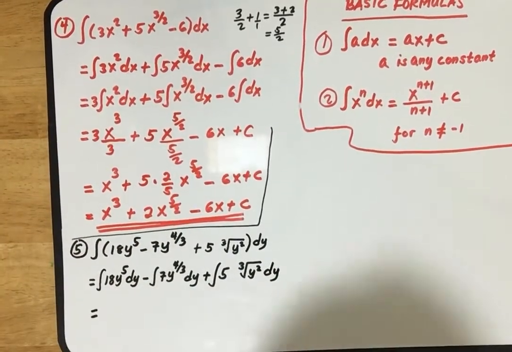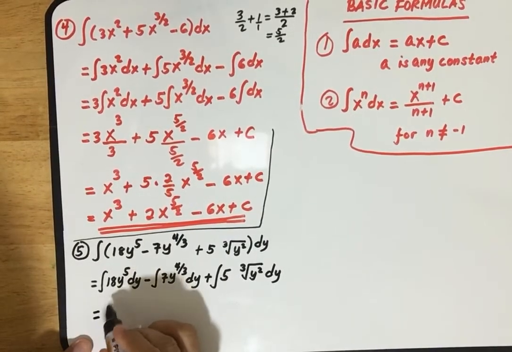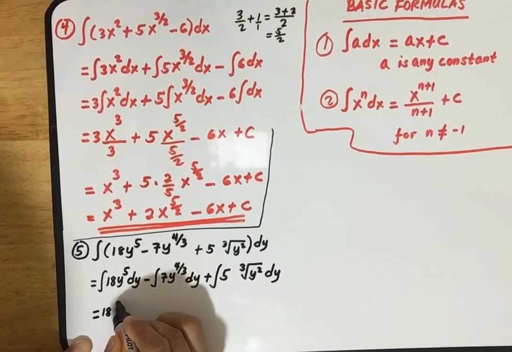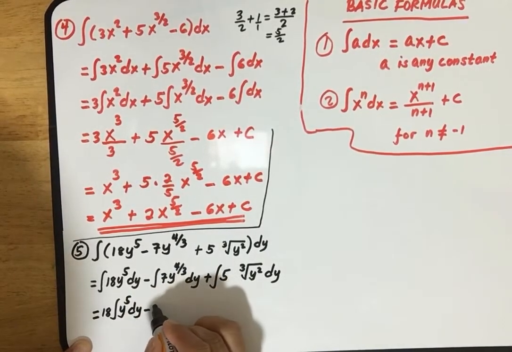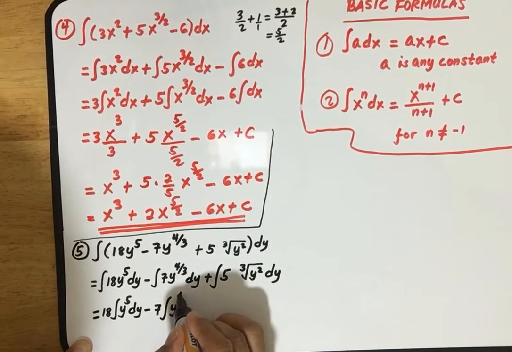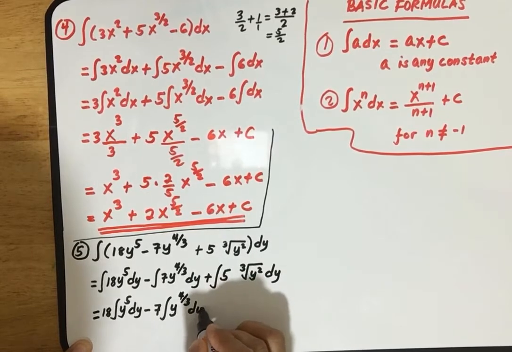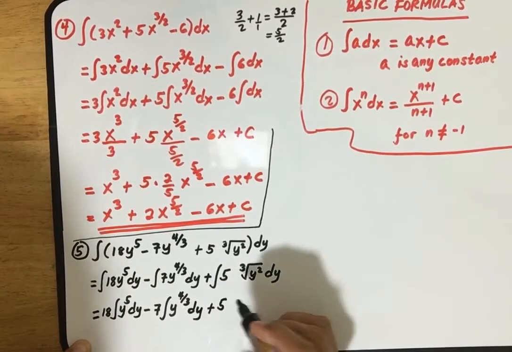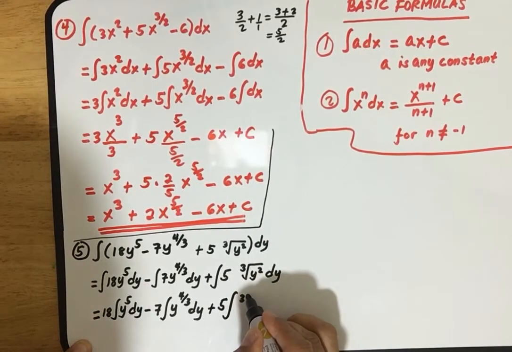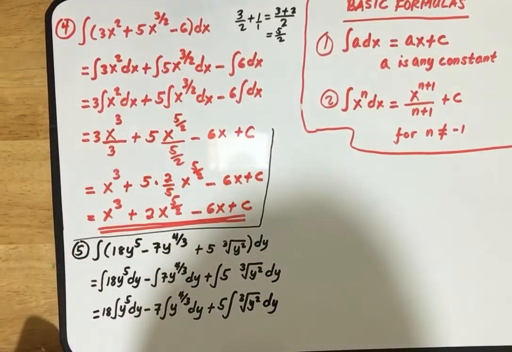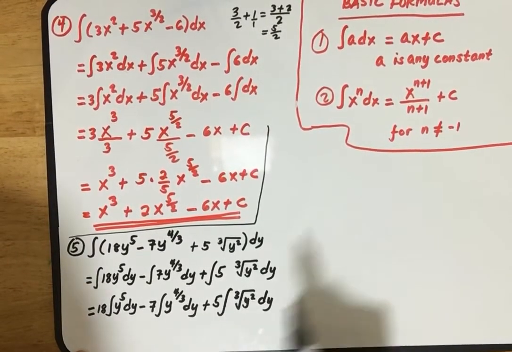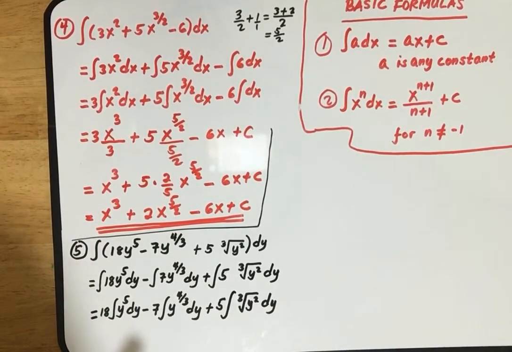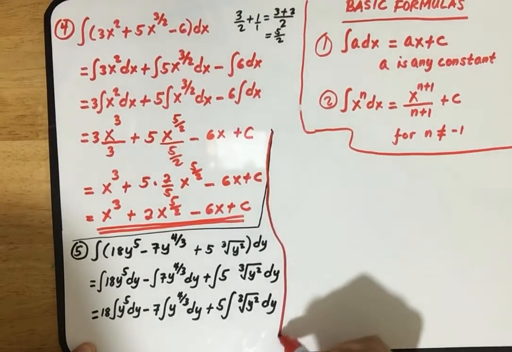So let's isolate the constants. Put the constant outside the integral sign. So 18 times the integral of y to the fifth power times dy, then minus 7 times the integral of y to the power 4 over 3 times dy, then plus 5 times the integral of cube root of y squared dy. Okay, then if you look at this format, it follows formula number 2.